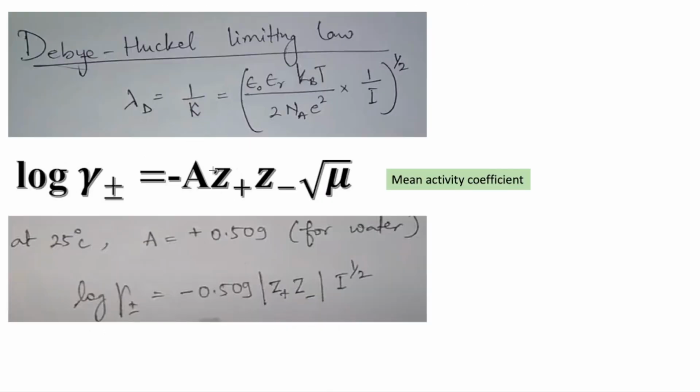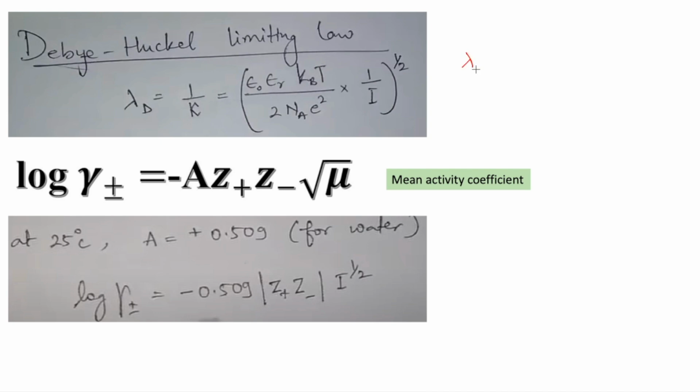Debye-Huckel limiting law is given by lambda D equals 1 upon kappa equals the square root of epsilon naught epsilon r kB T upon 2 Na e square times I, that is, 1 upon I to the power 1 by 2, where lambda D is the Debye length, epsilon naught is the permittivity of free space, epsilon r is the relative permittivity, kB is the Boltzmann constant, T is the temperature, Na is the Avogadro number, e is the charge of the electron, and I is the ionic strength.